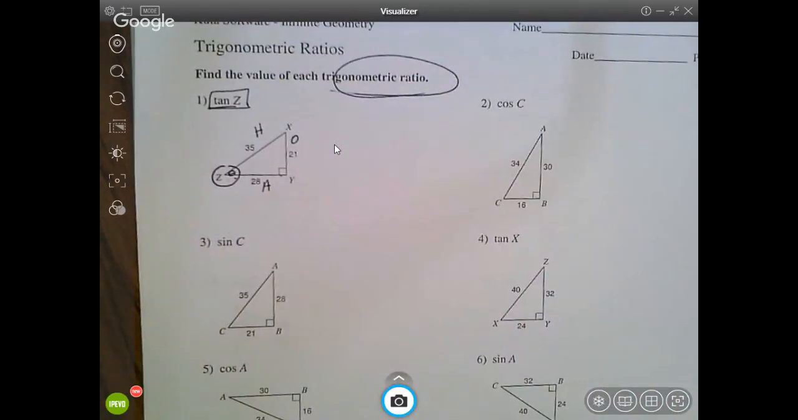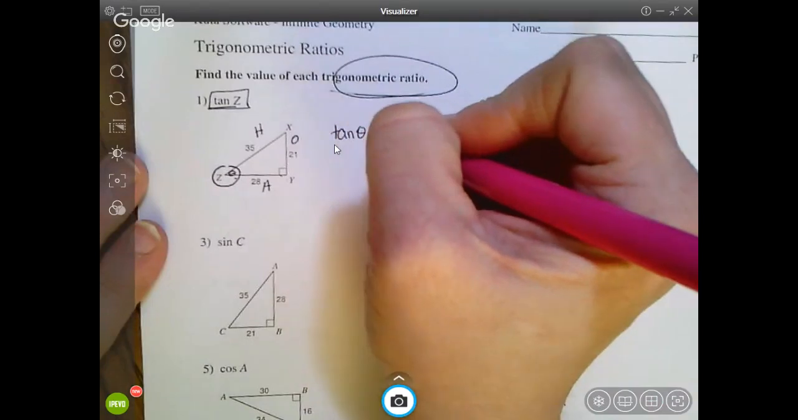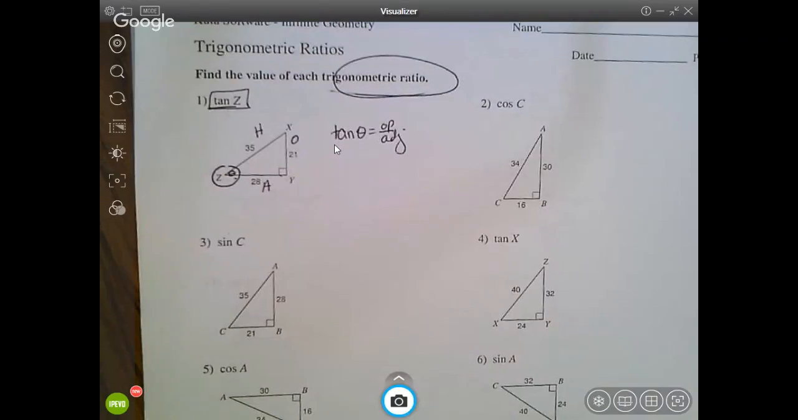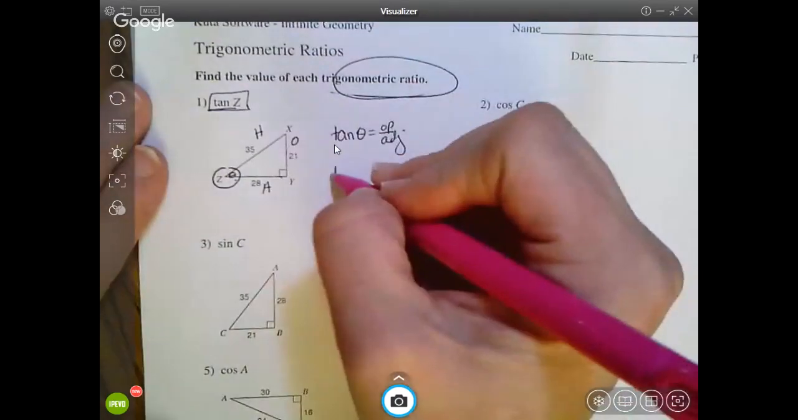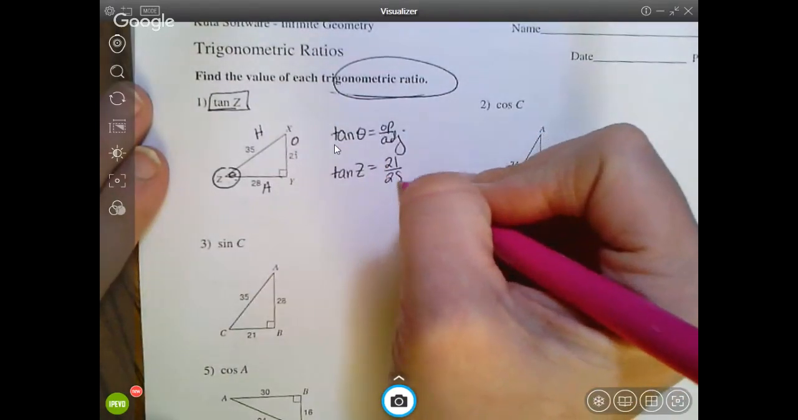Excuse me. So because of that, the SOHCAHTOA, is that going to be on the test? We have to remember. So you don't have to remember SOHCAHTOA on your test. Every single question has a link to the formula sheet. Okay, thank you. Yep, good question. So tan theta is opposite over adjacent. So here, all I need for tan z is opposite 21 over 28.